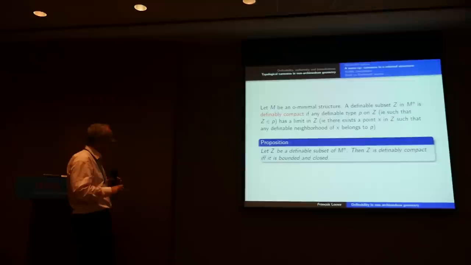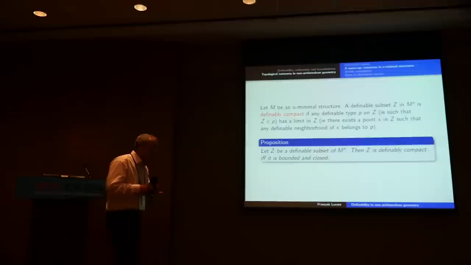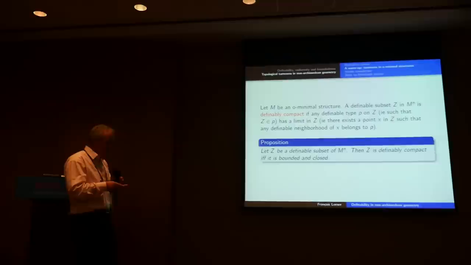So if I have a definable subset of M^n with M o-minimal, then it will be definably compact if and only if it's bounded and closed. So compact is not a good notion, but definably compact is. So here we see that in non-standard models, adding definability conditions allows you to do some topology. Okay, so this was a warm-up, the baby case.